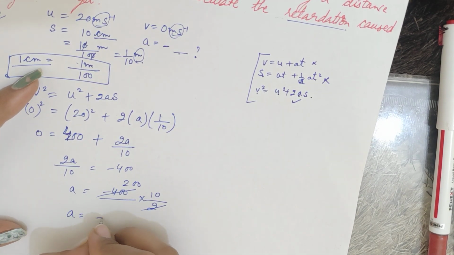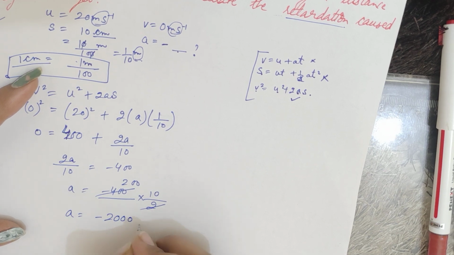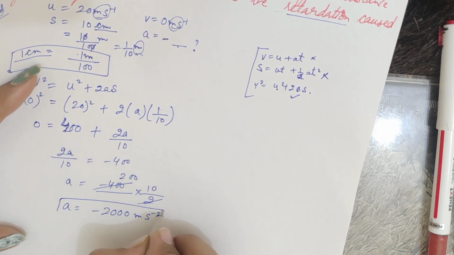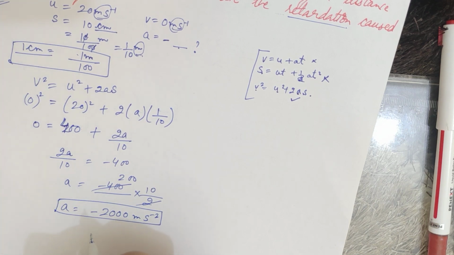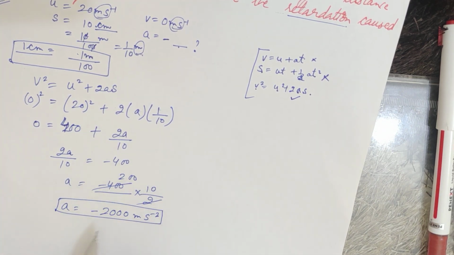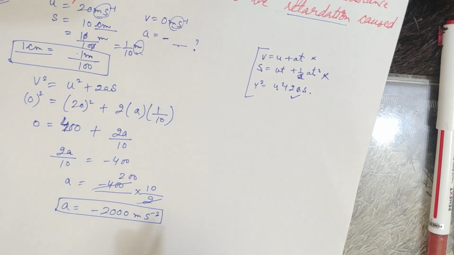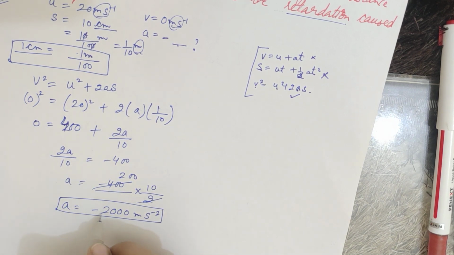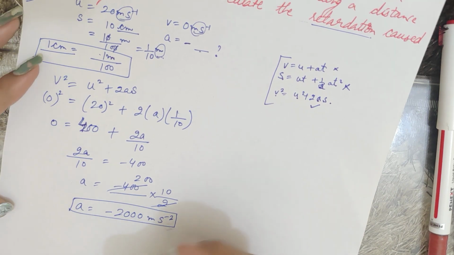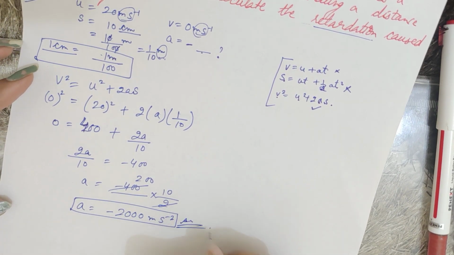So A is equal to minus 2000 meter per second square. This is the retardation. The retardation for the given case is 2000 meter per second square. If we are simply writing A is equal to, then we denote it with the negative sign as well. So this is your answer to the given question.